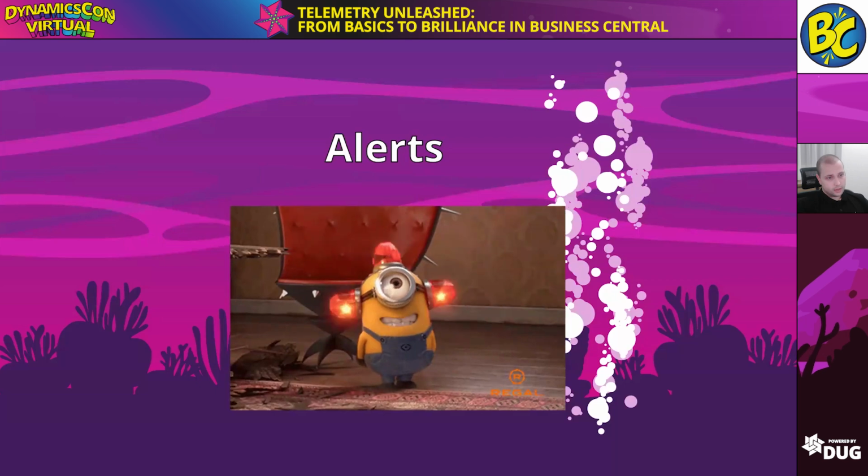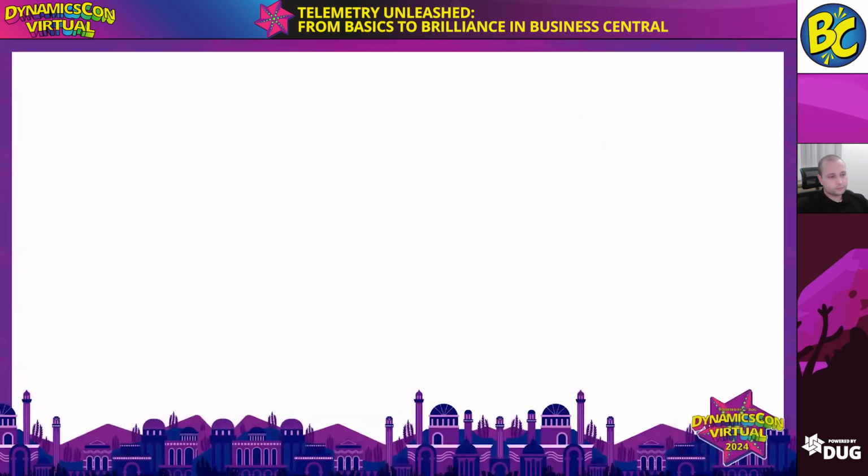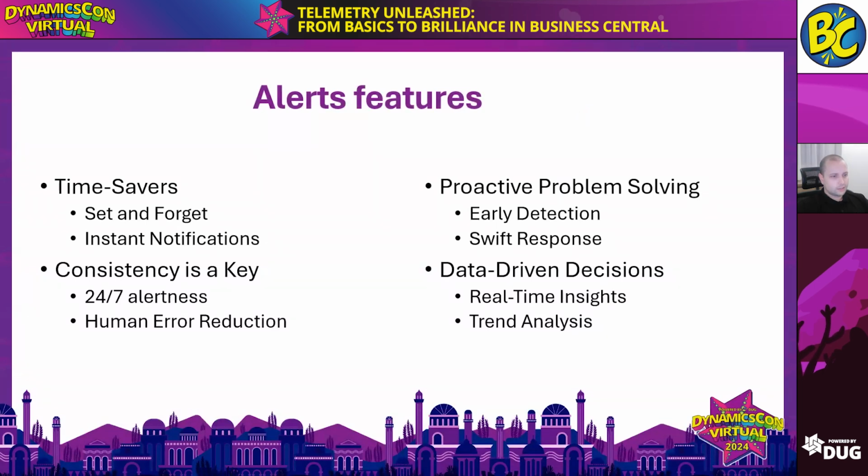This ensures that you never miss a crucial update or issue, maintaining a really smooth and efficient operation without the need for constant manual checking. So once alerts have been defined on your Azure telemetry, they will automatically notify you. So what are the alerts' key features?